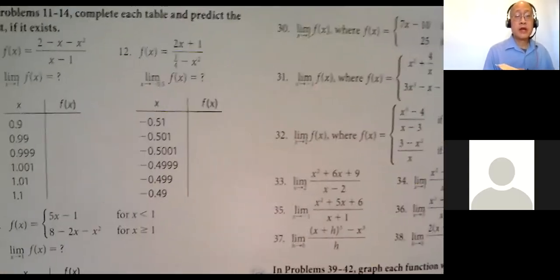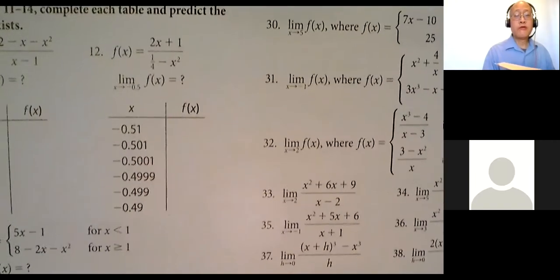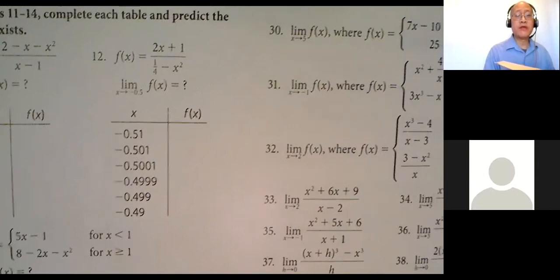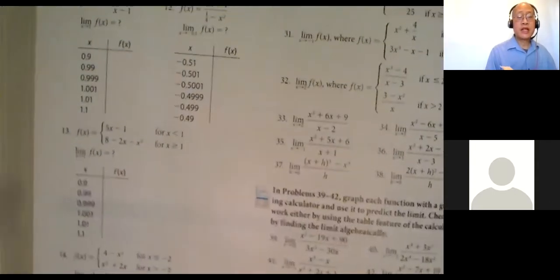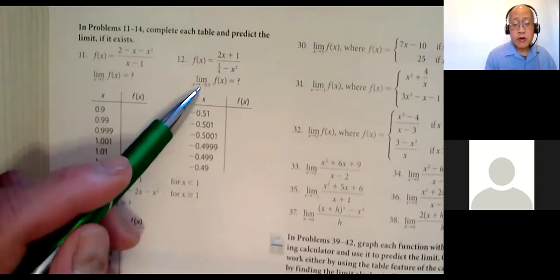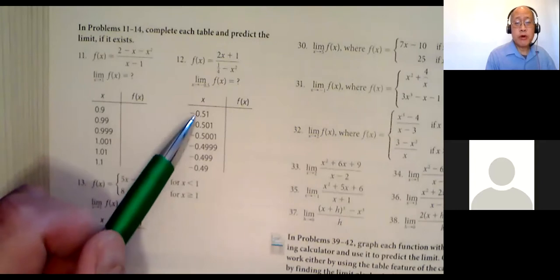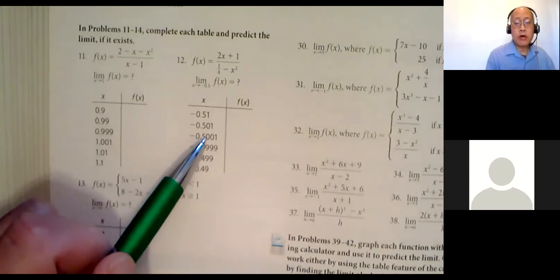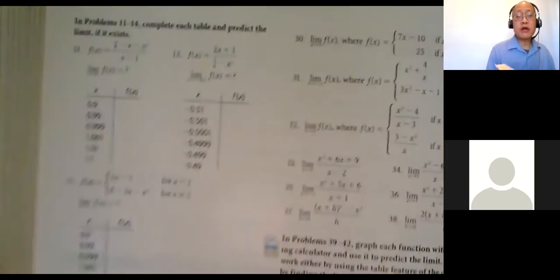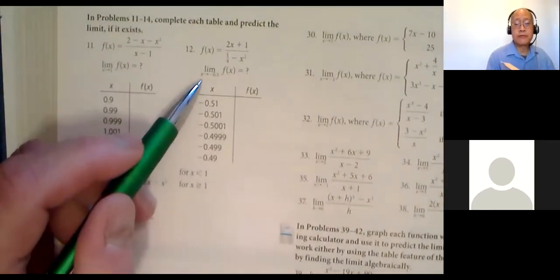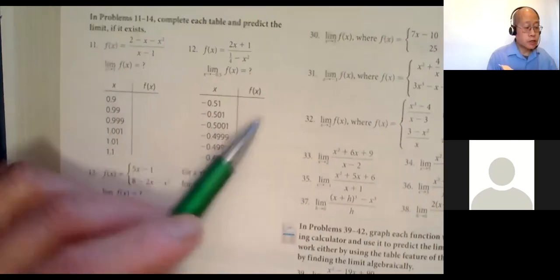I'll do 12. Okay, f of x equals 2x plus 1 over 1/4 minus x squared. They want the limit as x approaches negative 0.5 of f of x. And you get a table here. What's going on is, negative 0.5, right? Negative 0.51, negative 0.501, negative 0.5001. These are values getting very close to negative 0.5 coming from the left side. These numbers are a little bit smaller than negative 0.5. Okay, so the top three.